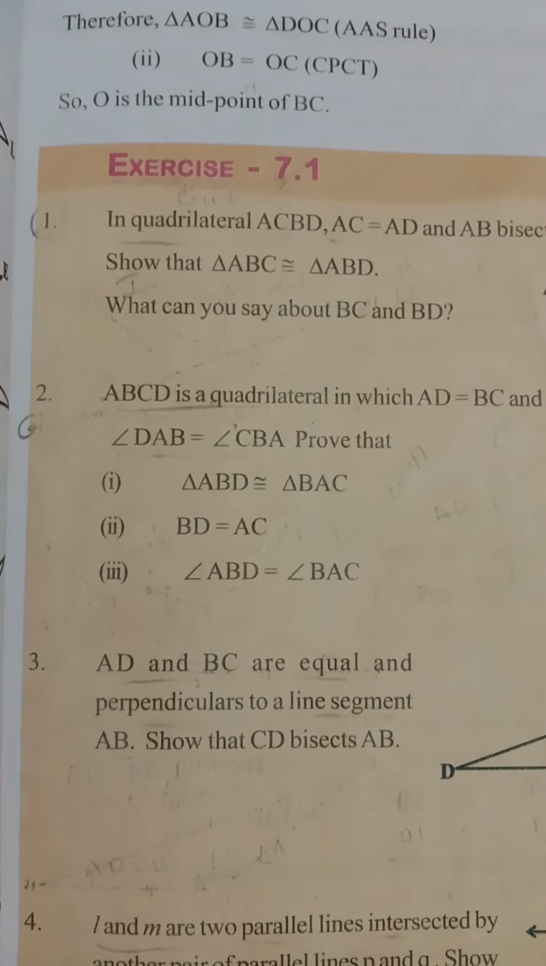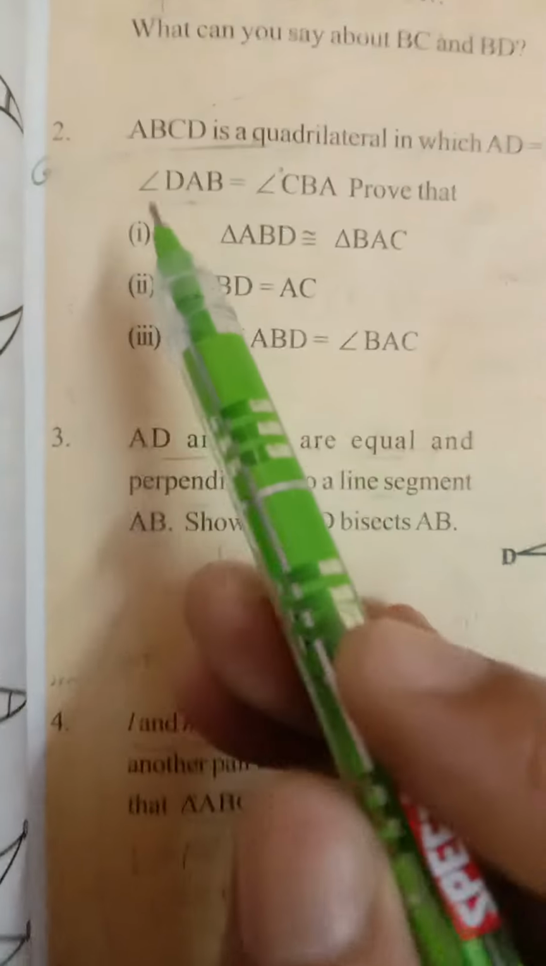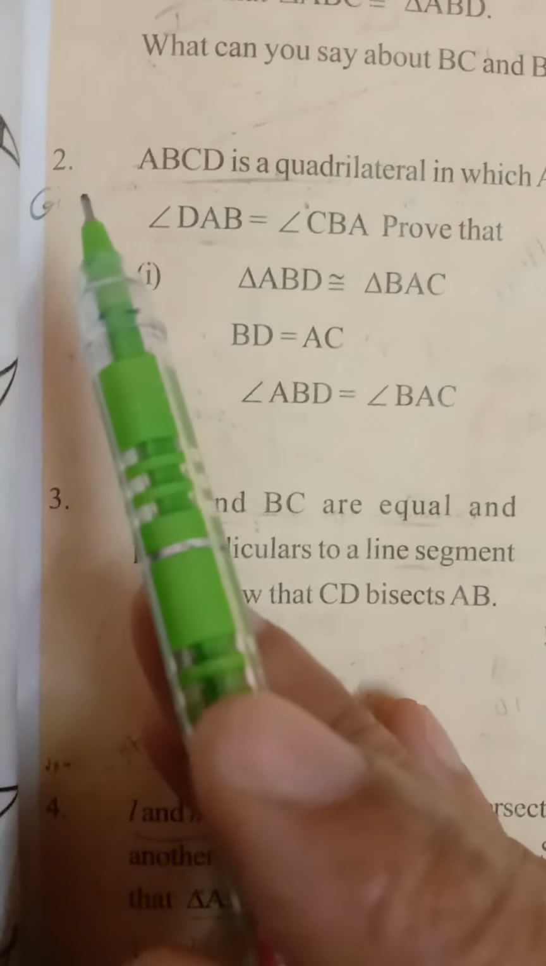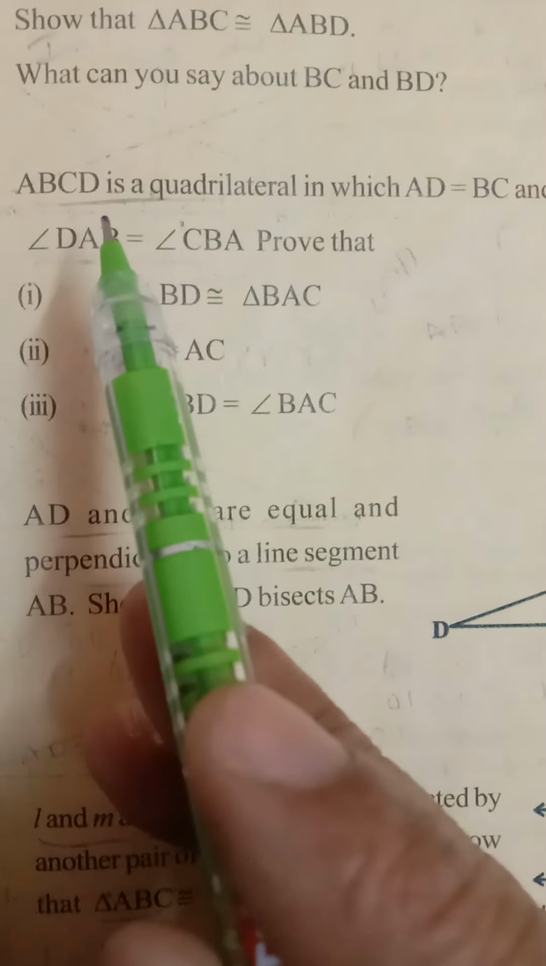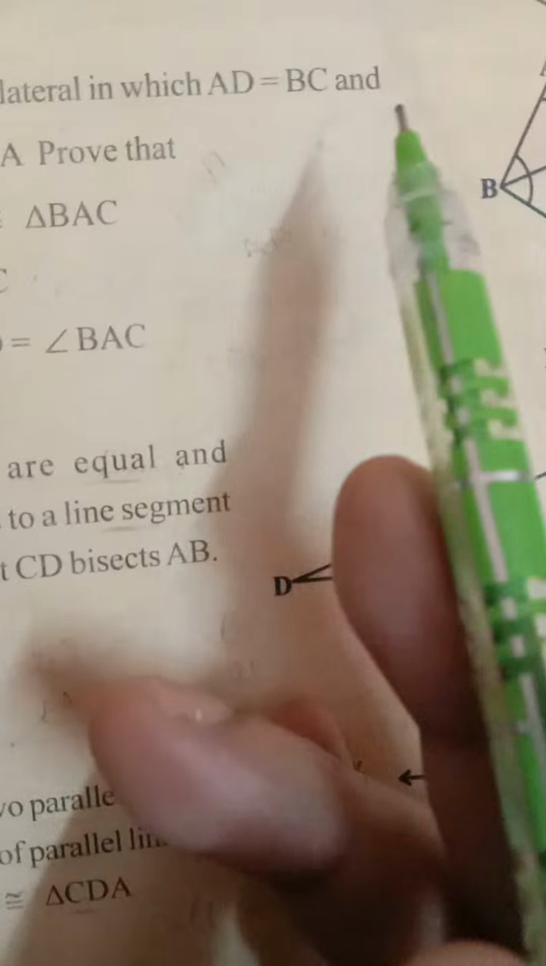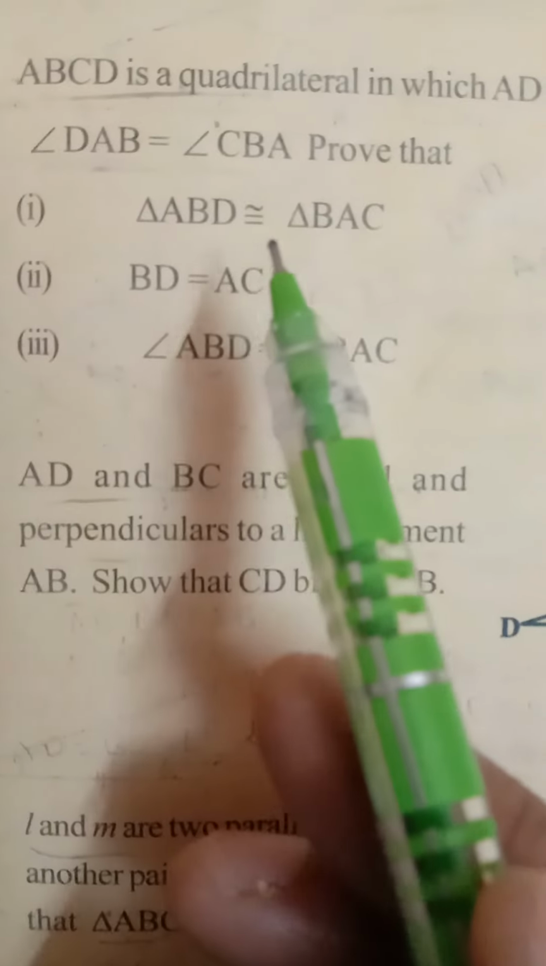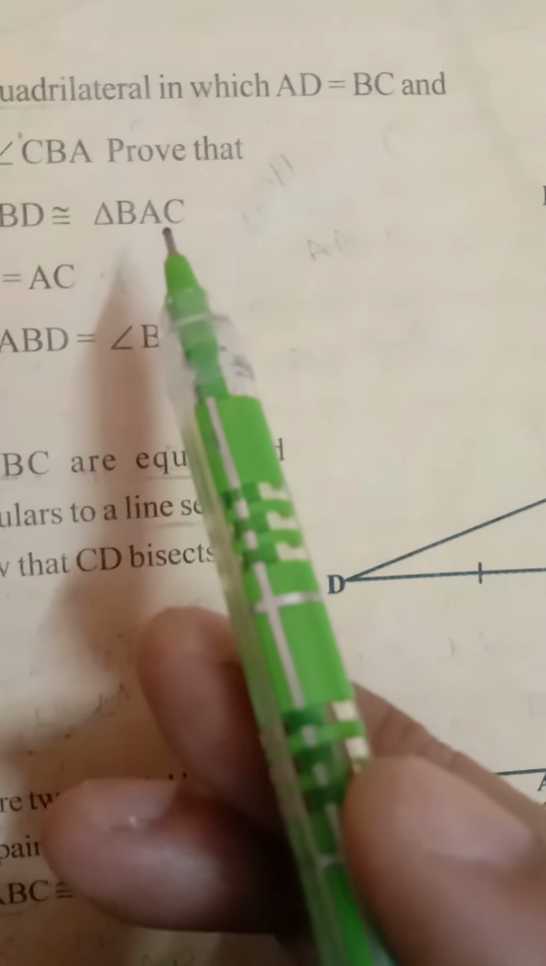Class 9th Mathematics, Chapter 7, Triangles, Exercise 7.1, question number 2. ABCD is a quadrilateral in which AD is equal to BC and angle DAB is equal to angle CBA. Prove that triangle ABD is congruent to triangle BAC and BD is equal to AC.